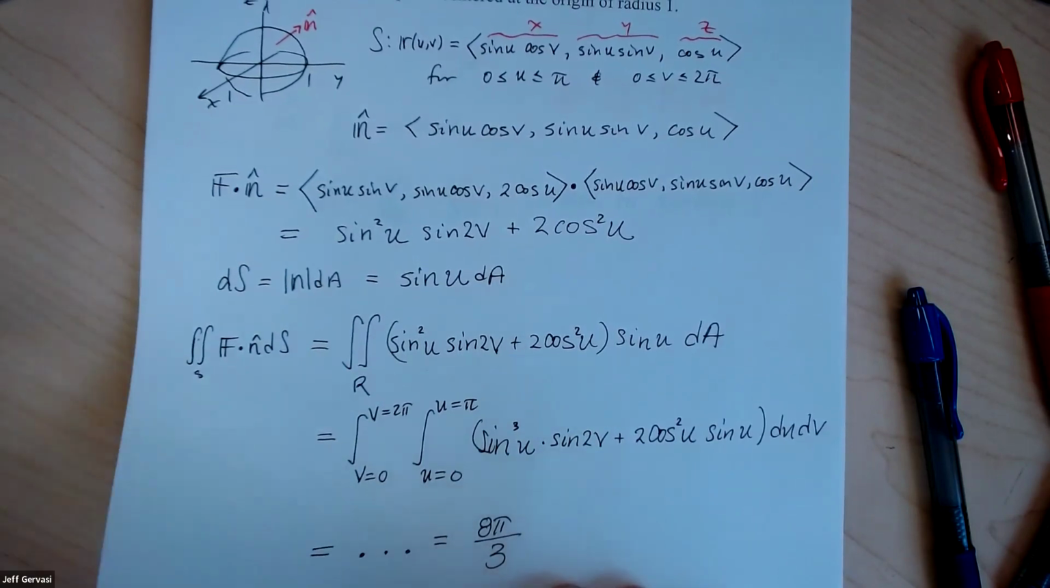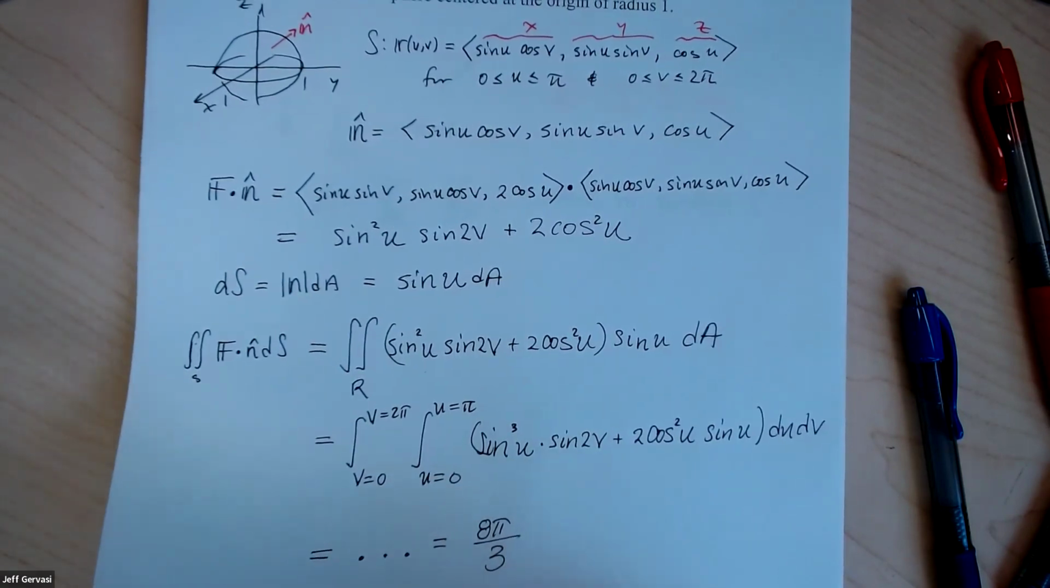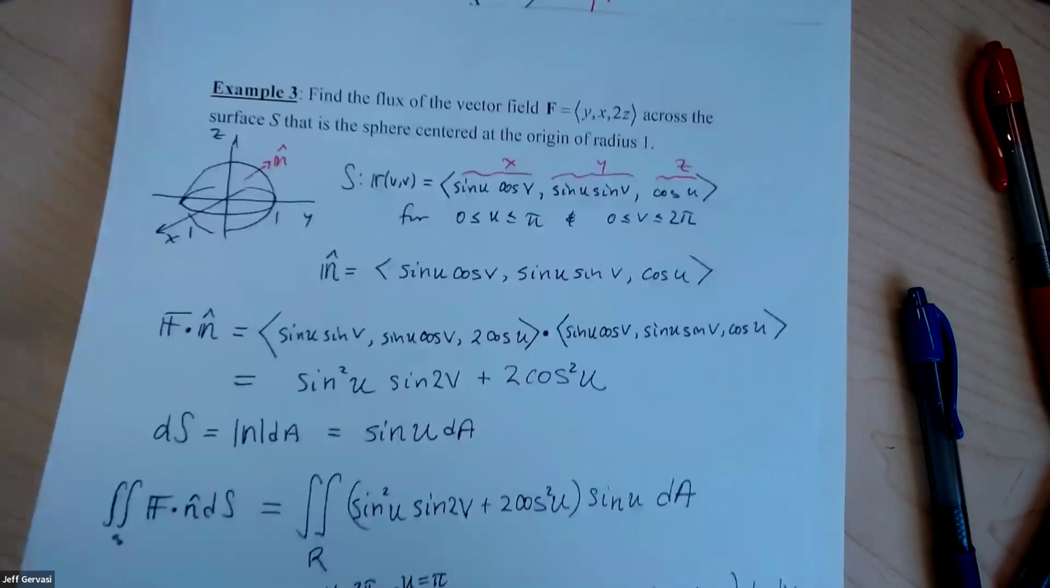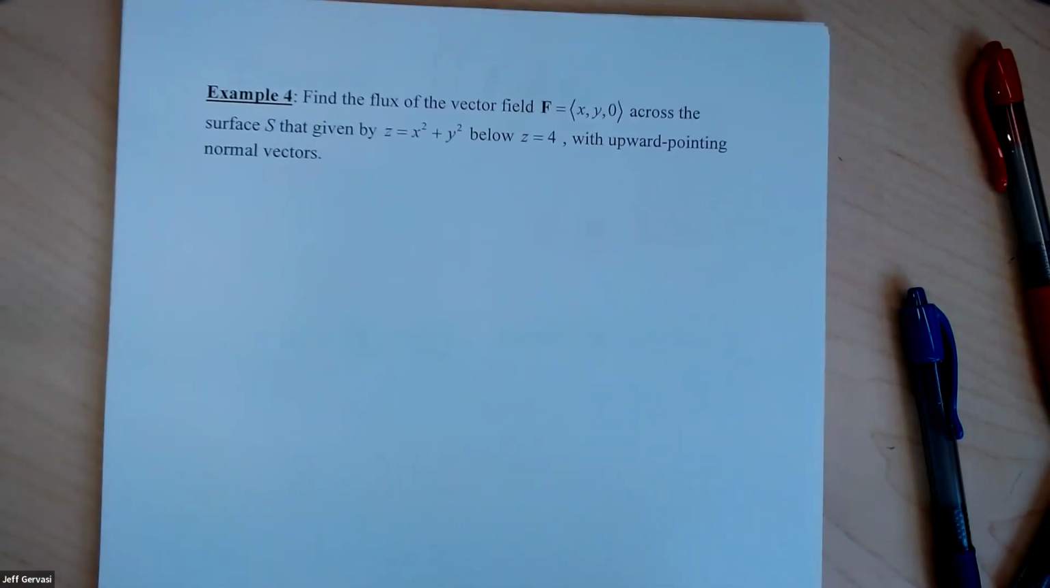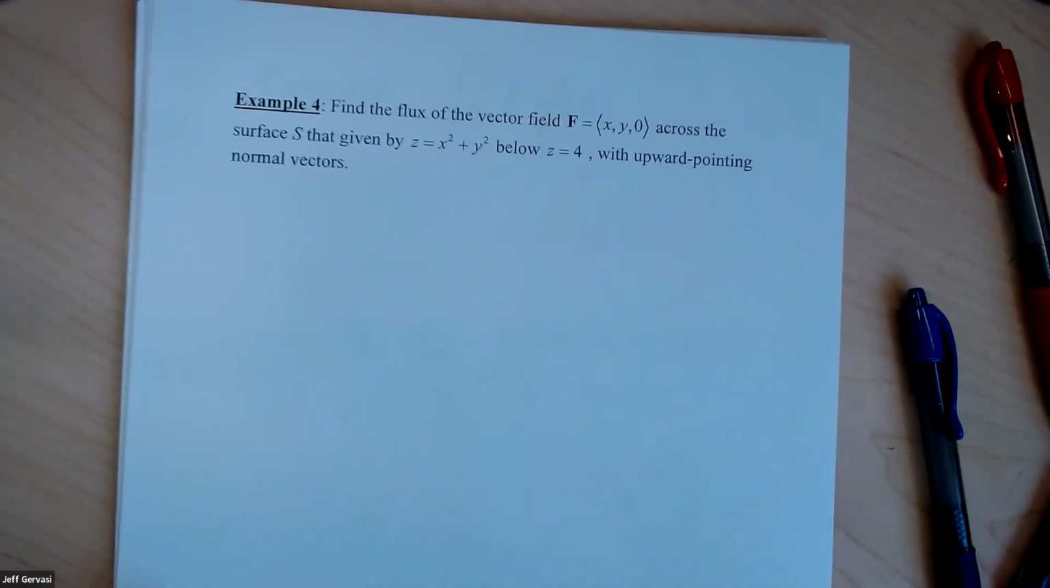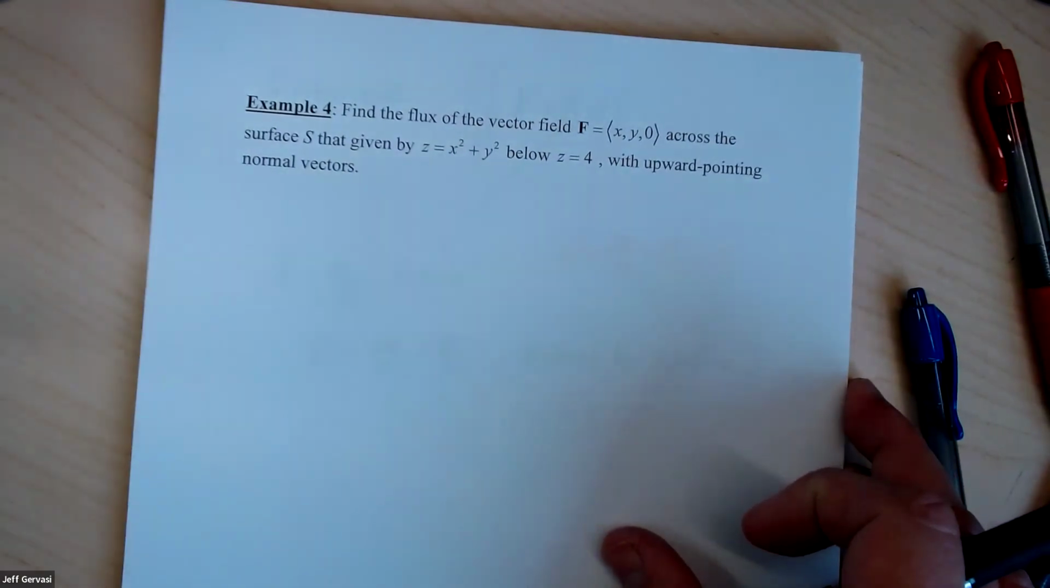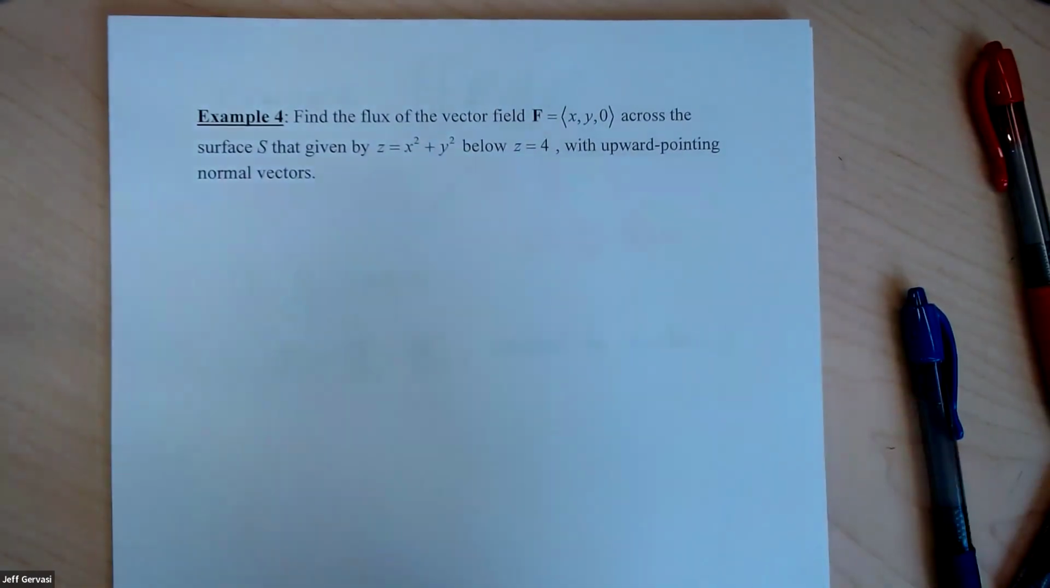All right, let's see. What's the next one? Find the flux of the vector field x, y, 0 across the surface S given by z equals x squared plus y squared below z equals 4 with upward pointing normal vectors.